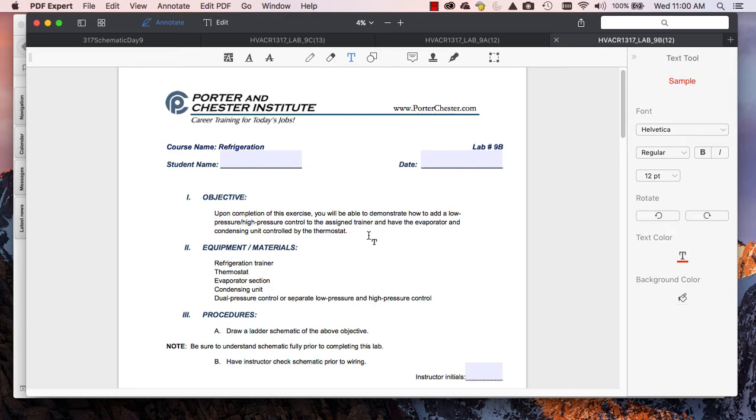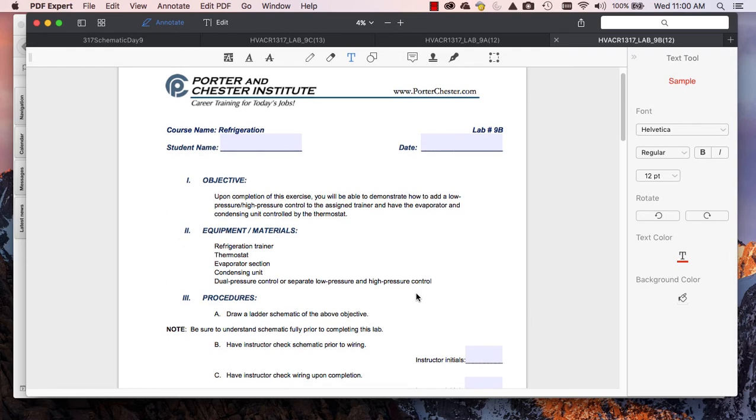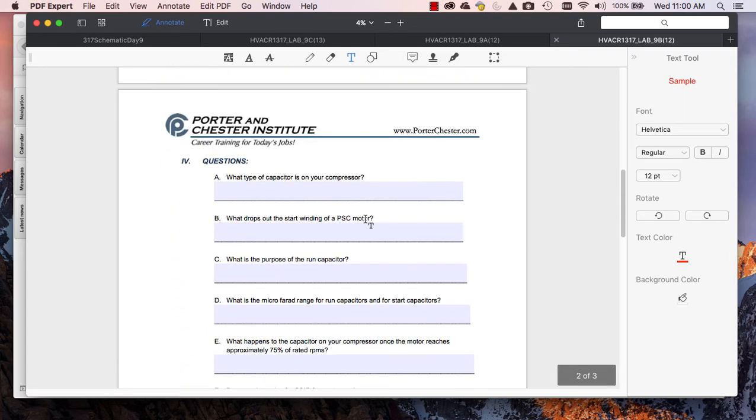But in series with the condensing unit, you're going to put your low-high pressure control, because what we really want that to do is to kick off the compressor. So it's a dual pressure control. It has a high and low pressure control right inside of it, so use the proper symbols on that. What type of capacitors on your compressor? All of the units in the shops have a start capacitor on it.